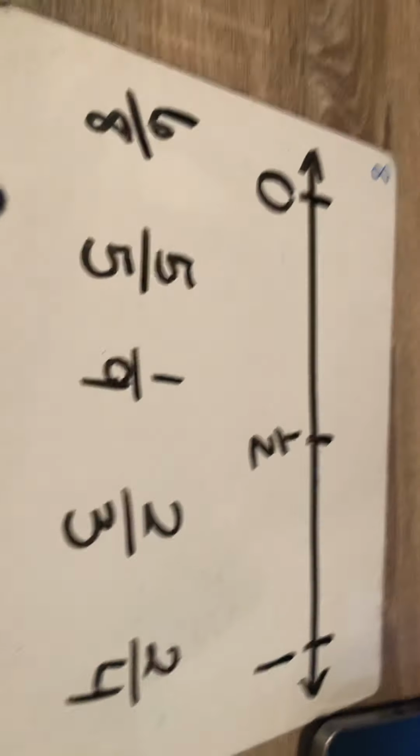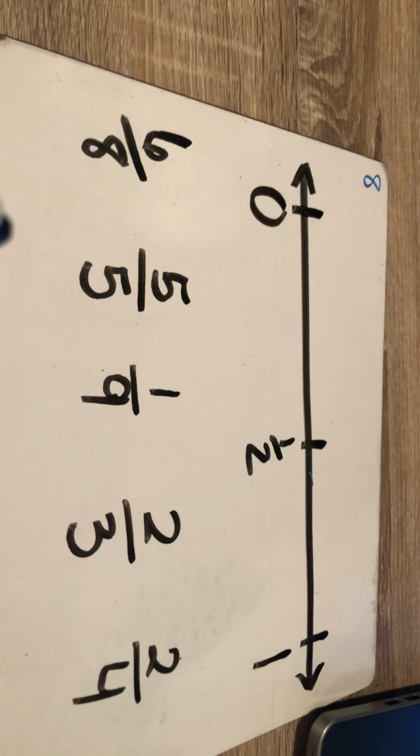Now, the next question we had a little bit of trouble with was question number 8. It's this ordering. Apparently, I did a really poor job of explaining that one.